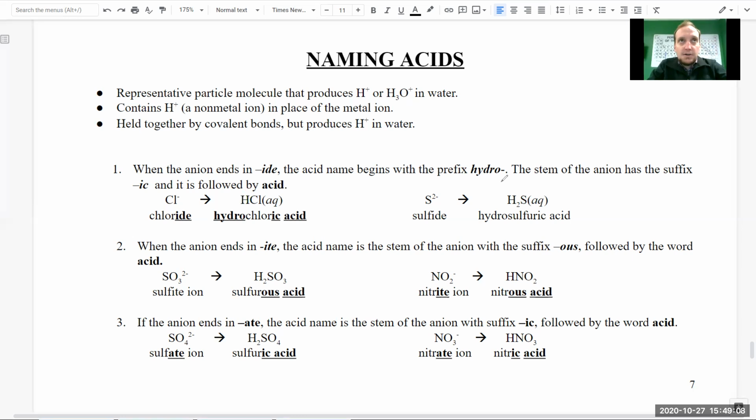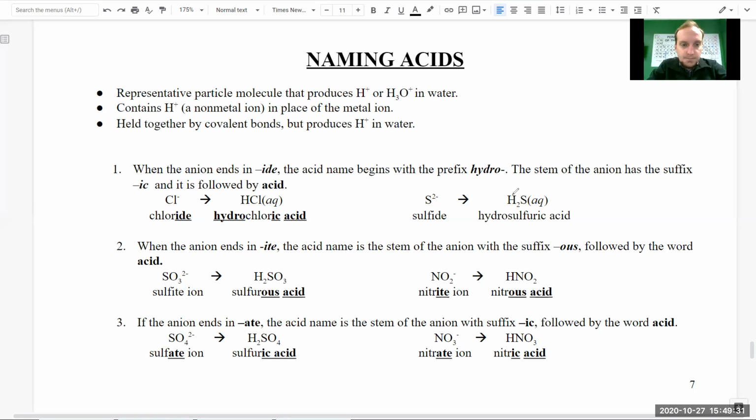the way you want to start naming an acid is basically looking at the non-metal portion right here, the chloride, the sulfate, or sulfite, or sulfate, okay? Nitrite or nitrate or sulfide. The non-metal portion, the anion on the negative side, is going to really tell you how to name these, okay?